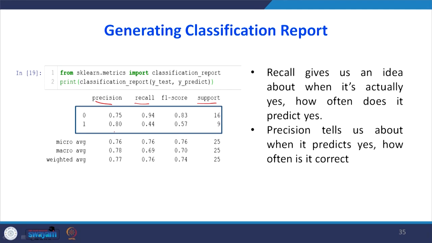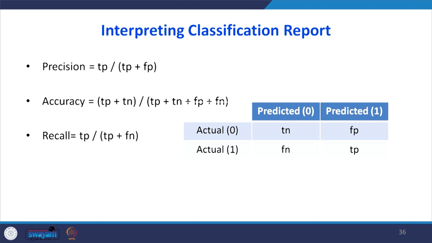The next column is the precision. The precision tells us about when it predicts yes, how often is it correct. I will explain the meaning of precision in the next slide. Now, I will interpret the classification report, which I showed in the previous slide. The precision is true positive divided by true positive plus false positive. For accuracy, this cell is an accurate value, this cell is also an accurate value, so the sum of these two is divided by the sum of all the cells. Recall is true positive divided by true positive plus false negative.